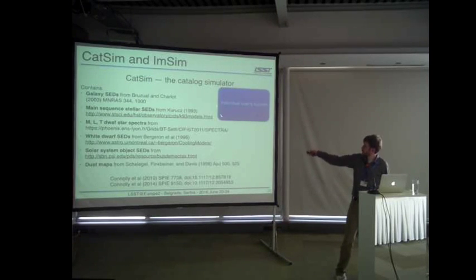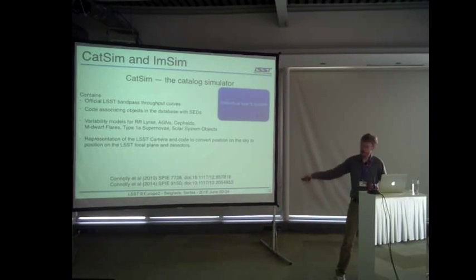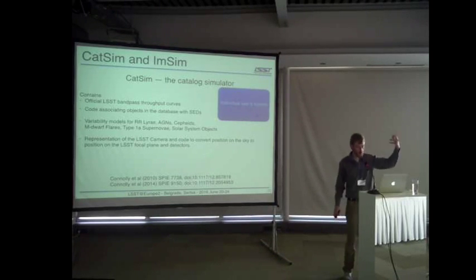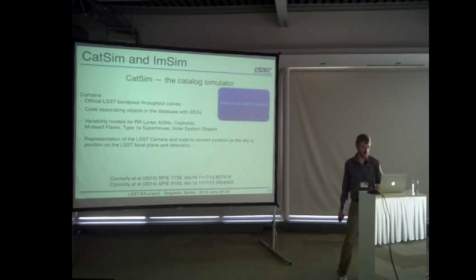The software that you download to run CatSim contains Ruswell and Charlot galaxy SEDs to associate with the galaxies, and main sequence, dwarf star, and white dwarf star SEDs from all of these sources to associate with the stars. We even have SEDs for our solar system objects, and SFD dust maps. And then, as I said at the beginning of the talk, we have the official LSST bandpass throughputs, code associating the contents of the database with all these data products, and then variability models for RR Lyrae, AGNs, Cepheids, M-dwarf flares, Type 1a supernovae, and solar system objects, which means that you can query, which is what you need in conjunction with the database to generate actual simulated LSST observations.